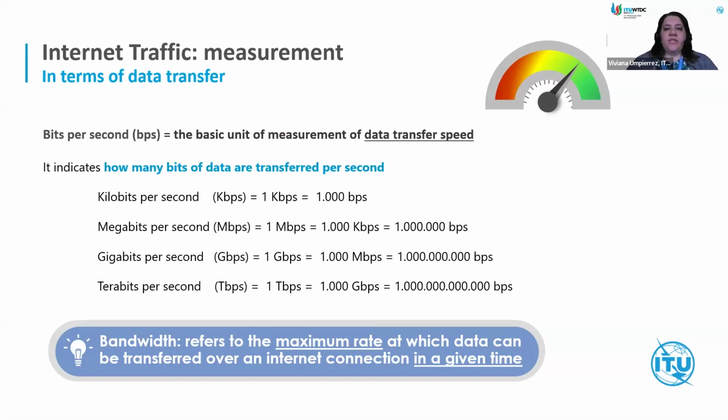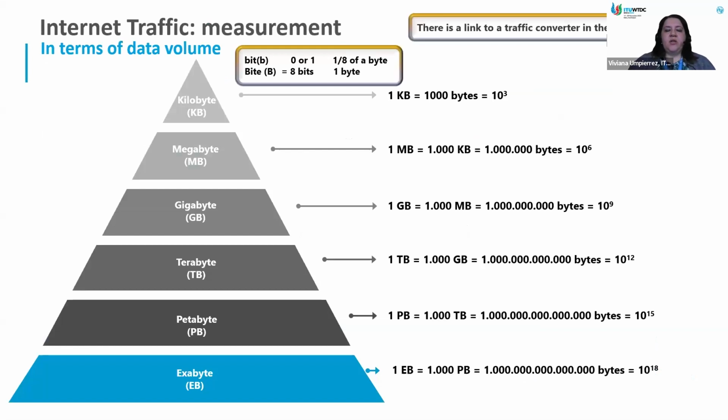In terms of measurement, there are two ways to measure traffic. The first is in terms of volume, and the second is in terms of data transfer, the rate. The first thing you have to think of when you think of traffic is a water pipe that has a bucket at the end. Then you see the volume, measured in kilobytes, for example. This is what we measure as volume.